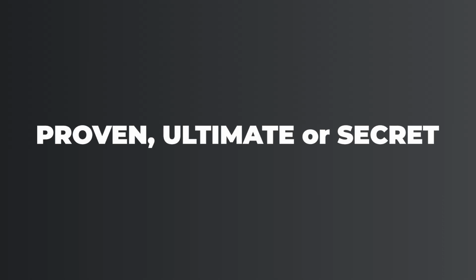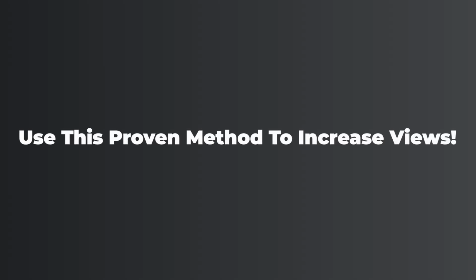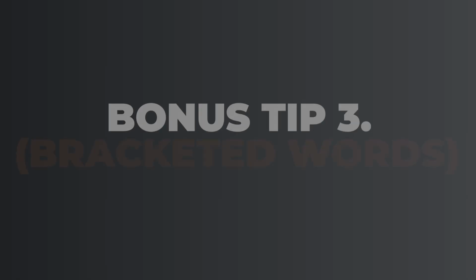Use power words like proven, ultimate, or secret. These create excitement and urgency. They also suggest that the tips or strategies you're going to explain are better than the ones the viewer is currently using. If you say, use this proven method to increase views, the viewer can reasonably assume that the method explained in the video has worked multiple times to increase views.